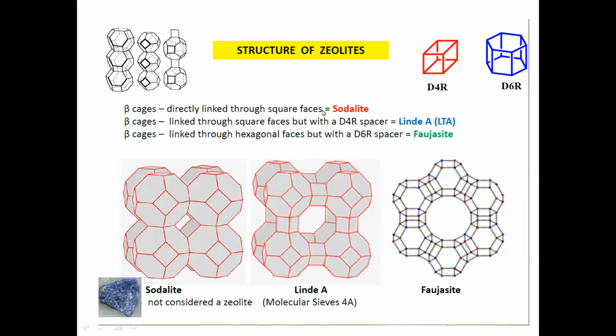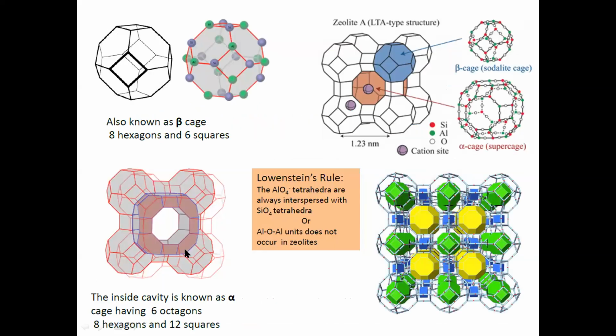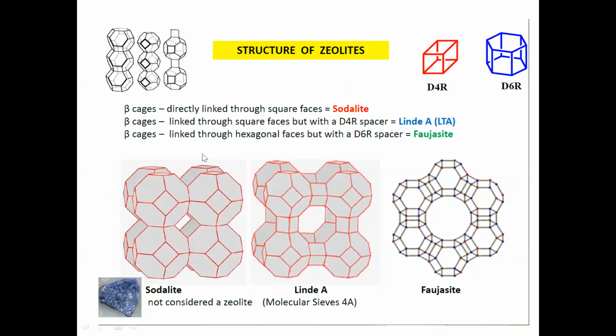If they are directly connected, we get sodalite, which is what we discussed. No, it was not sodalite. You can see bottom left is sodalite. This is not considered a zeolite because even if you consider a cavity here, the cavity is too small, less than 0.2 nanometers. So it is not considered a zeolite. This is sodalite, a mineral.